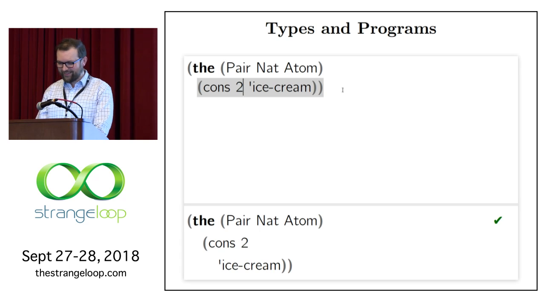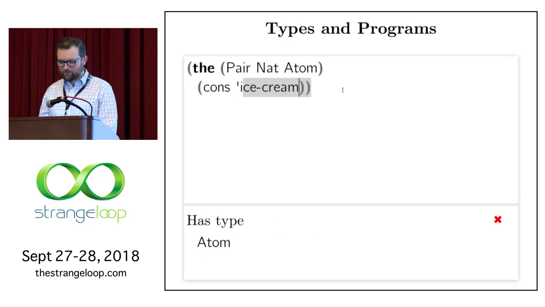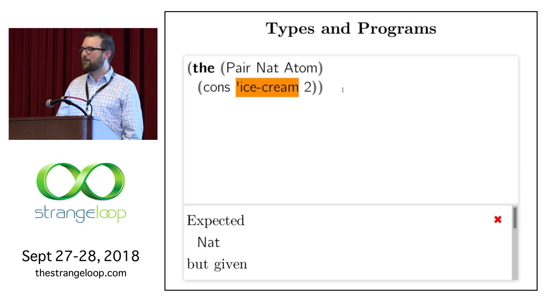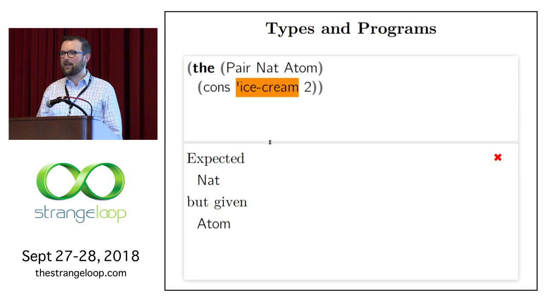That's suitably decadent. But if I were to say cons ice cream 2, then I get back, instead of my friendly green check mark, I get an angry red X. And I find out that pi expected, based on the description that I gave it, a nat, but instead I gave it an atom. This is the dreaded type error.